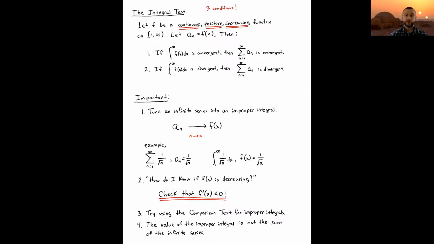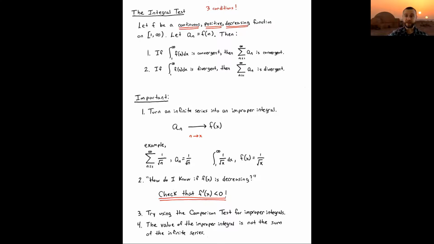All right, and a fourth and final comment, which is worth pointing out: if you do evaluate your improper integral and you come out with a number, in other words, the improper integral is convergent, the value of the improper integral is not the value of the sum for the infinite series. So just be cautious of that. You might be able to evaluate the improper integral, but the value is not the sum of your infinite series in general.